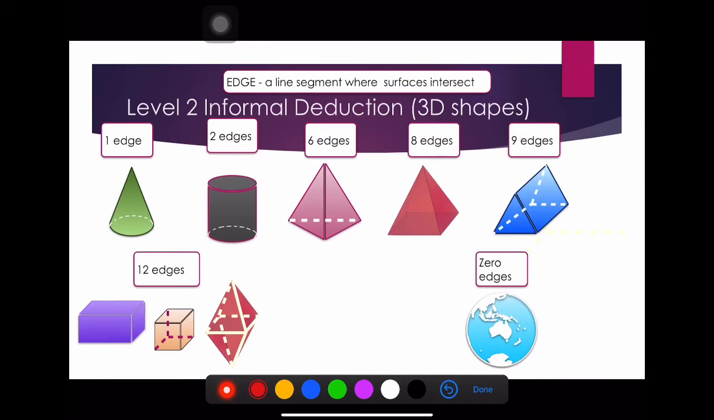Next is looking at edges. Again, based on the definition for an edge, we can actually put them into a different number of edges. So the first one is one edge, which is a cone. The cylinder has two edges. We have discussed this earlier. And for triangular pyramid, it has 6 edges. Square base pyramid has 8 edges. Triangular prism has 9 edges, and this cube has 12 edges, and our globe or sphere has no edges.